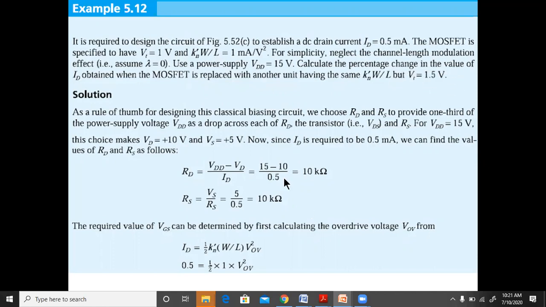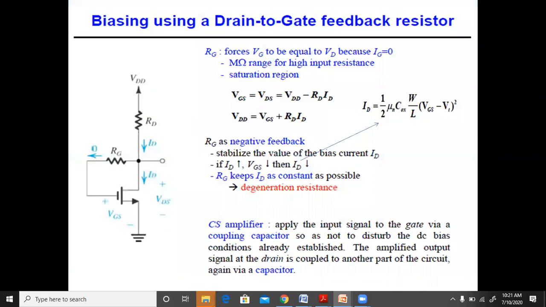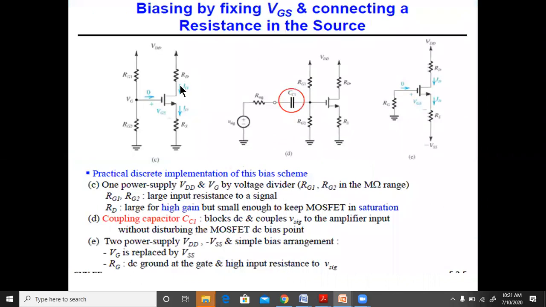As I said, as a rule of thumb for designing the classical biasing circuit, we choose RD and RS to provide 1/3 of the power supply voltage VDD as the drop across each of RD and RS, and also the transistor itself, which is VDS. I explained that in the last class. The voltage across RD is 1/3 VDD, VDS is 1/3 VDD, and the voltage across RS is also 1/3 VDD.